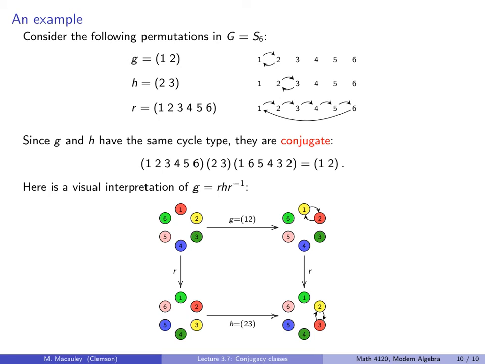So to summarize, transposing 1 and 2 right away, it's the same thing as rotating by 60 degrees, transposing 2 and 3, and then rotating back. So these two transpositions have the same structure, and they are related by conjugation.